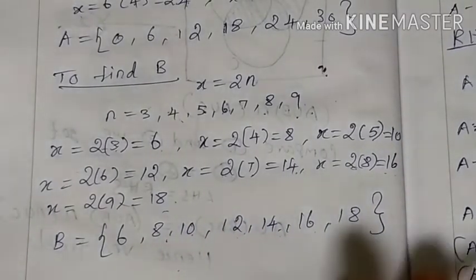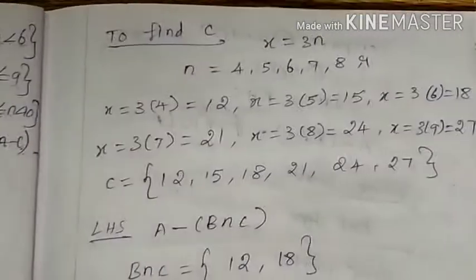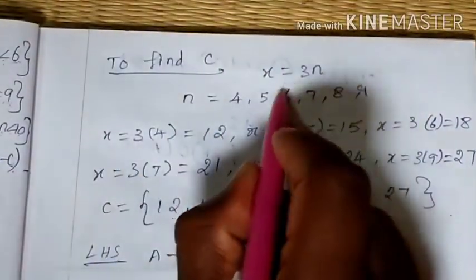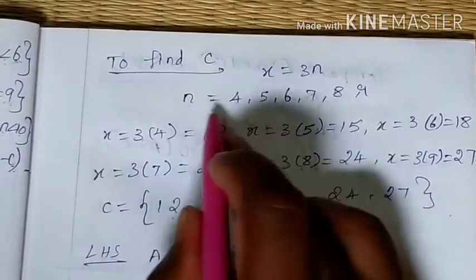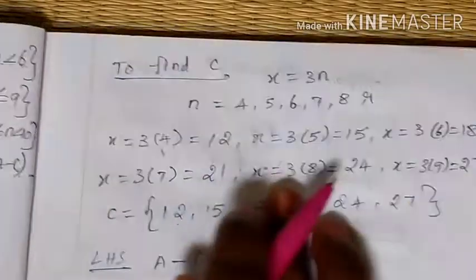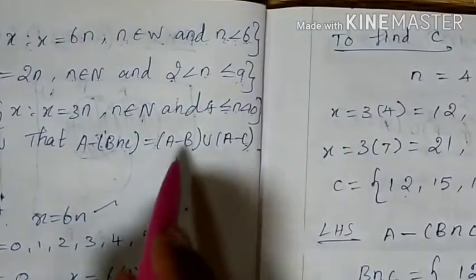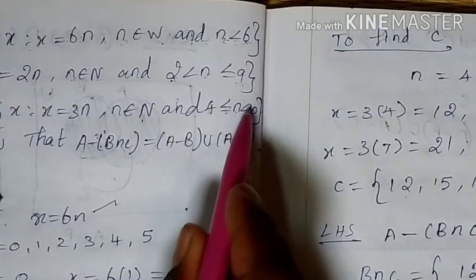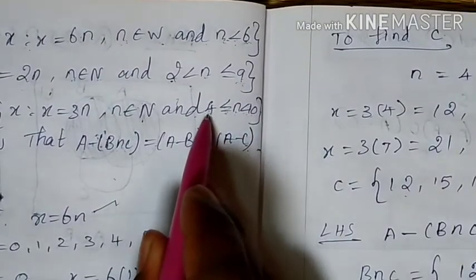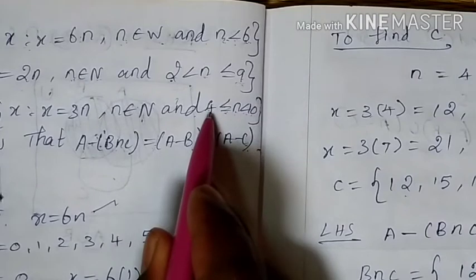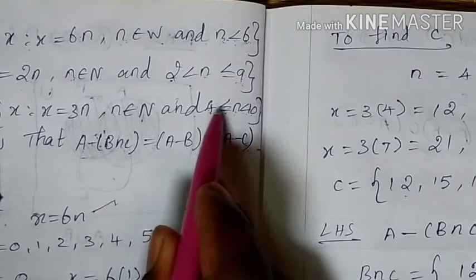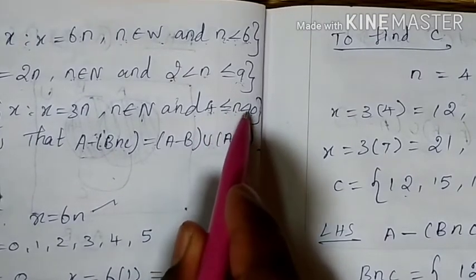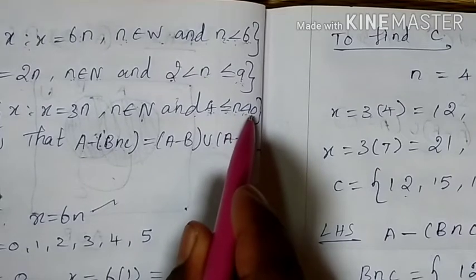Okay. Then to find C, the general term x is equal to 3n, where n satisfies the condition 4 less than or equal to n less than 10. The numbers between 4 to 10 are 4, 5, 6, 7, 8, 9, up to 9 because it is strictly less than 10.